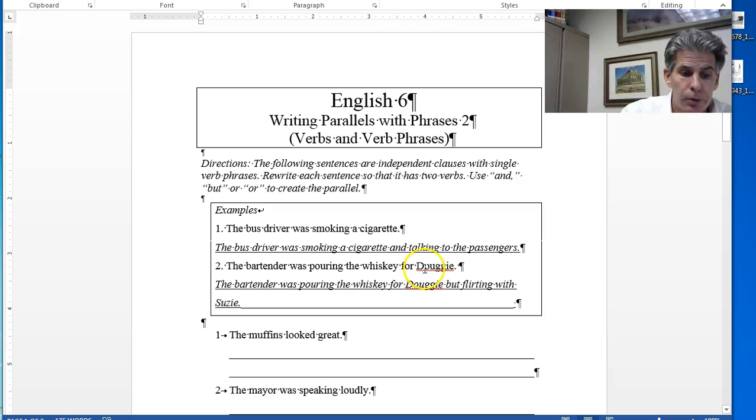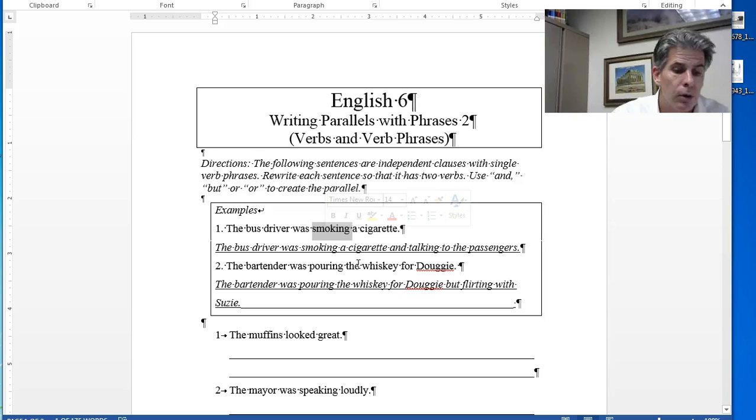And you guys do those already. Those are easy to do. But you can use and, but, and or. And you can use and, but, and or in any way here. And I want you to repeat the verb phrase. Now, in this example, the bus driver was smoking a cigarette. Was smoking is the verb phrase. Now, you need to repeat the phrase somehow. What you can do is repeat the main verb. You can repeat the whole phrase. Most people just want to repeat the main verb.